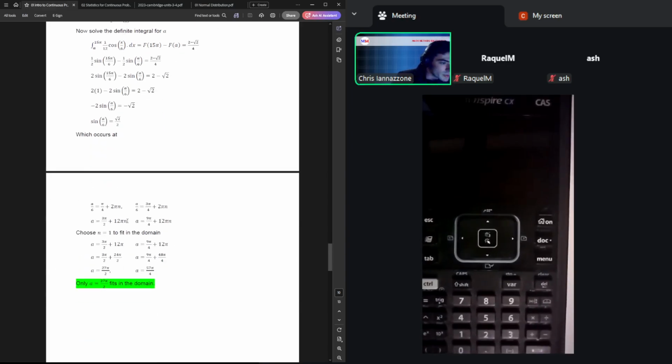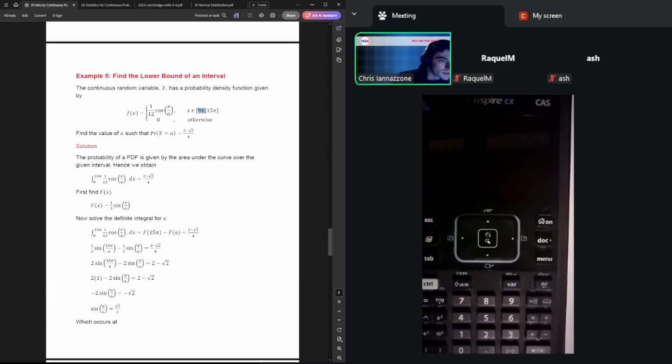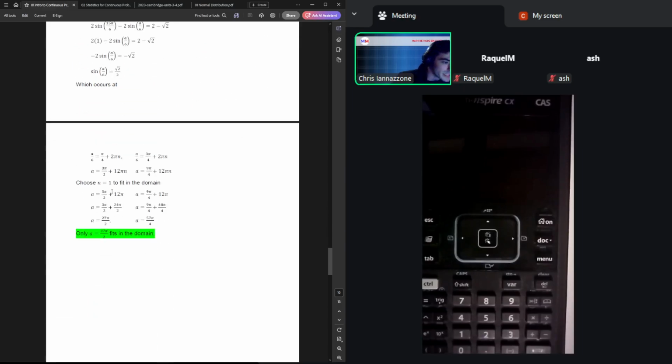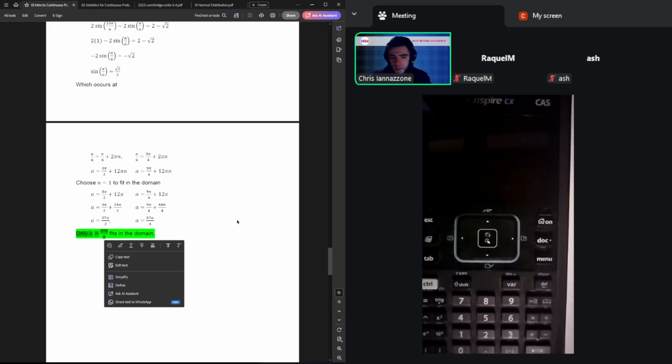So if I chose n was 0, for instance, I could have access to 3 pi on 2 or 9 pi on 4, none of which is even close to 9 pi. So next best bet is to try n equals 1 and see which of these gets me within my domain. Only this one gets me within my domain.